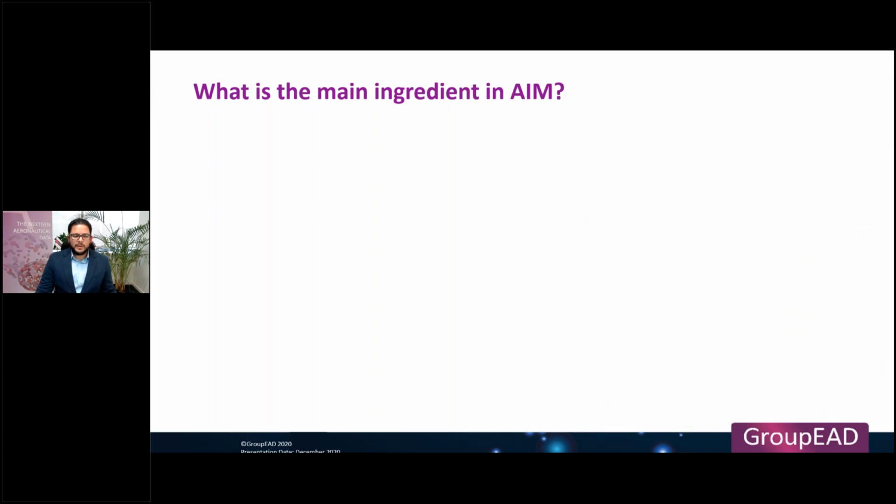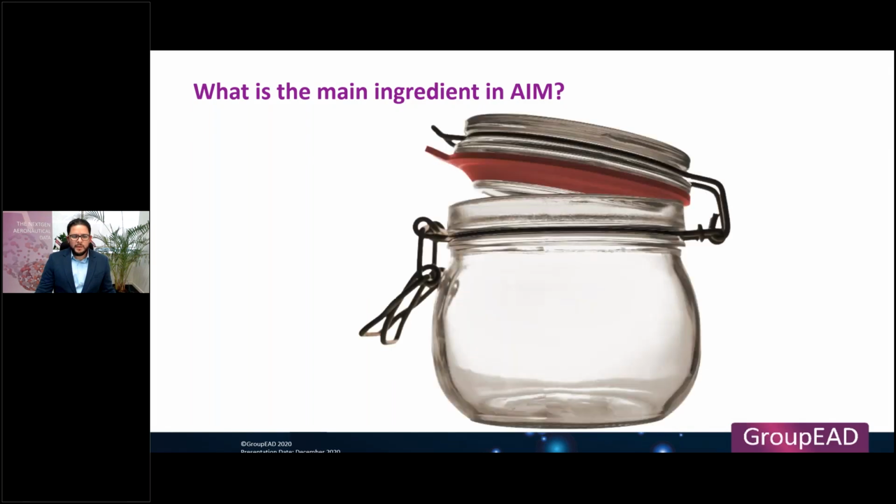So far, we can also think about what is the main ingredient that we have in AIM. And if we think about what is the main ingredient, I know that some of you will tell me that the main ingredient we have in AIS is love, dedication, and hard work, and I agree with that. But the main ingredient that we use in AIM and that we should use is actually data.